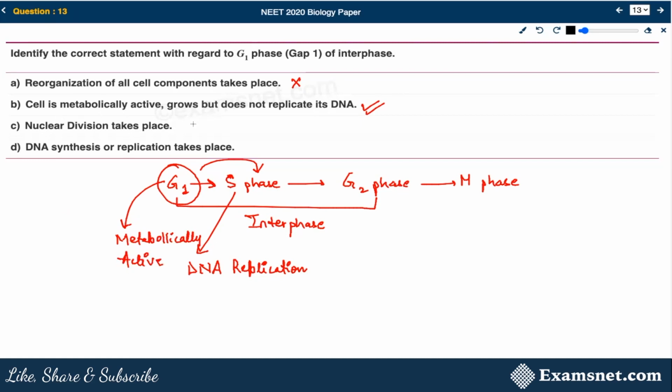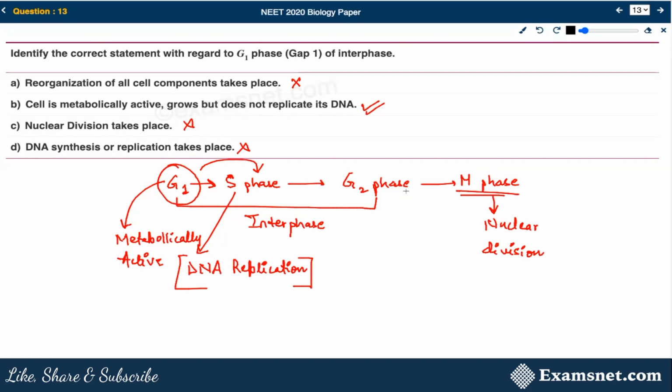Now, nuclear division takes place? No. Nuclear division takes place in M phase. So this is a wrong statement. DNA synthesis or replication takes place? Again, this is also a wrong statement, because DNA replication takes place in S phase, as I have noted down over here. So our correct answer comes out to be option B, which is cell is metabolically active, grows but does not replicate its DNA.